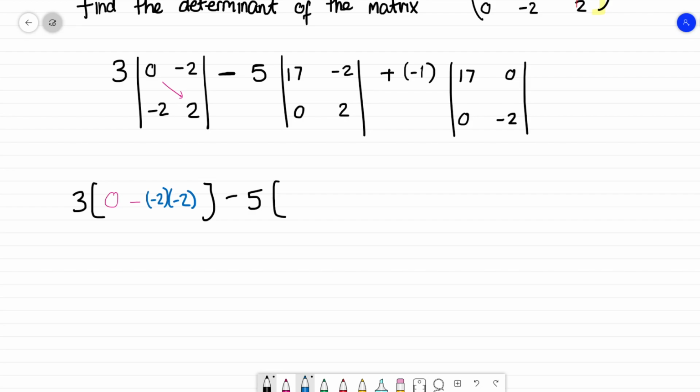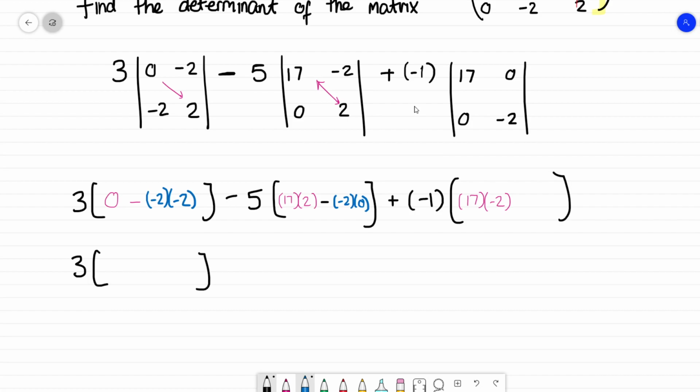So this one here, we're going to have 17 times 2 take away minus 2 times 0, and over here I'm going to get 17 times minus 2, and I don't really need to bother with this last bit because these two terms are both zeros.